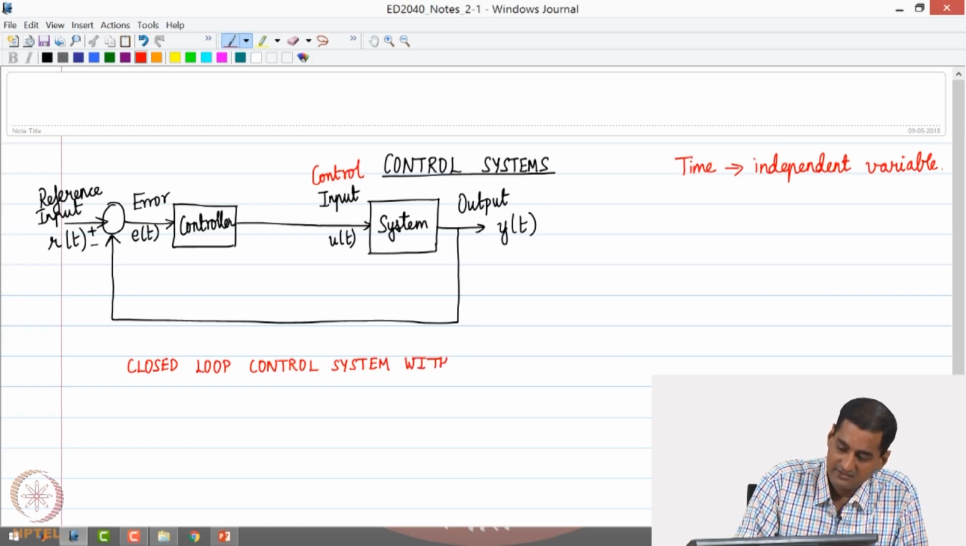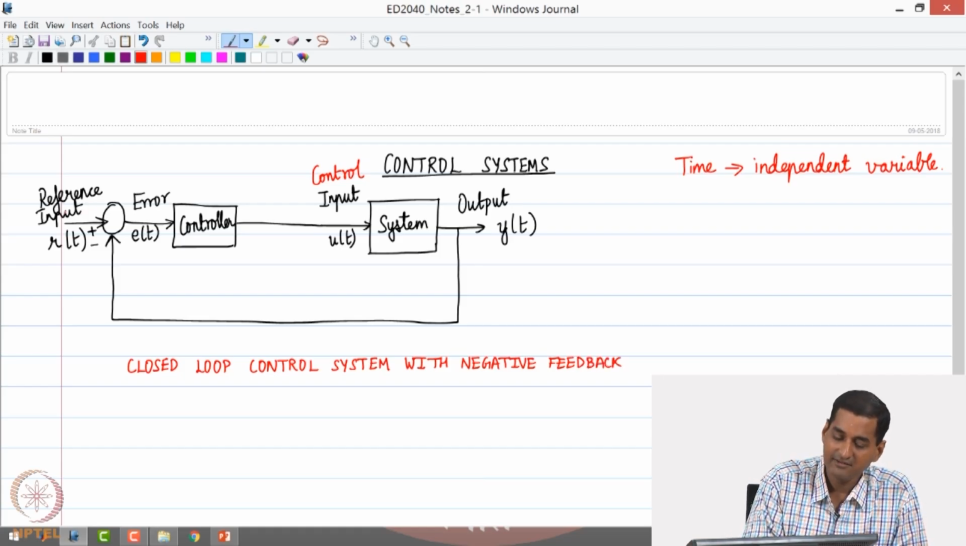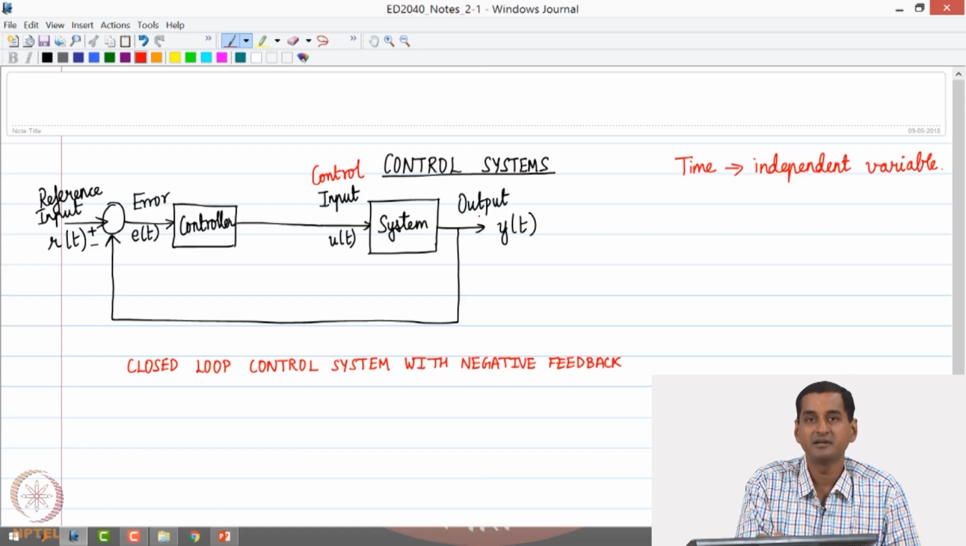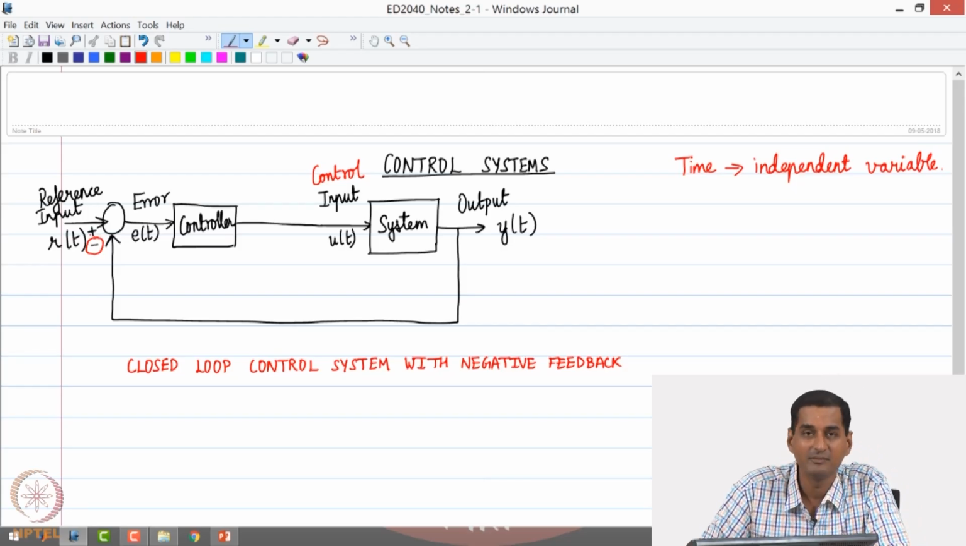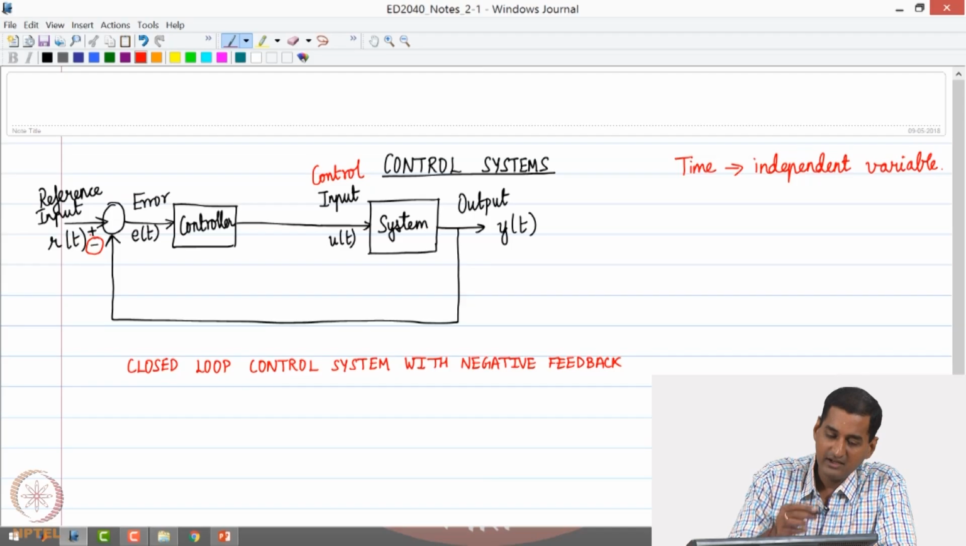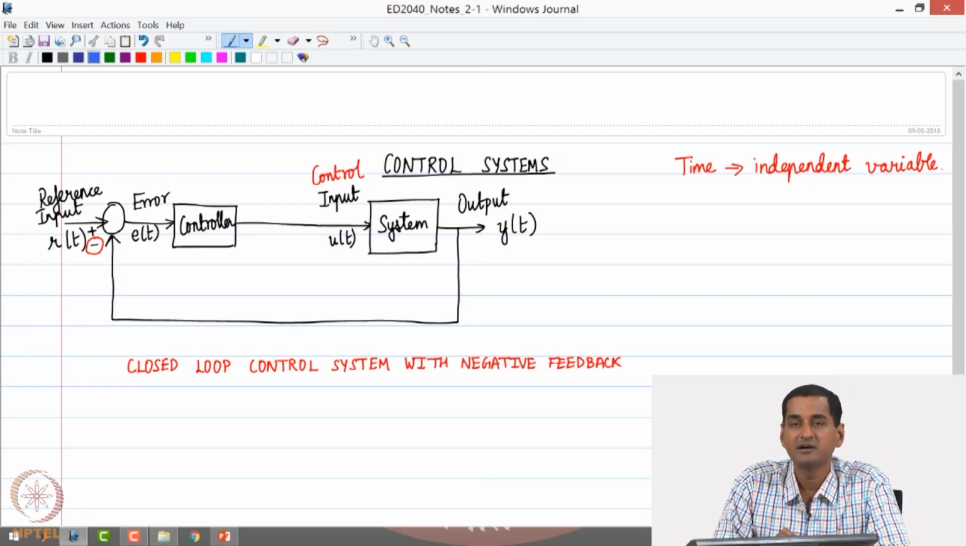Of course, in this case it is what is called negative feedback. The reason why it is called negative feedback is because at the summing junction, where we are comparing the reference input to the output, we are essentially taking a difference between r of t and y of t. So, it is called negative feedback. Of course, there can be various other attributes that can be added to this basic closed loop structure, and that is something which we are going to look at now.